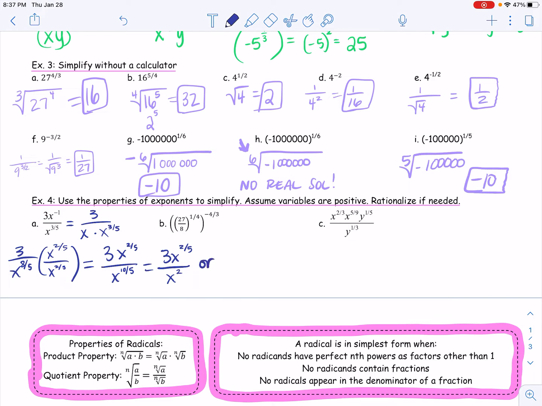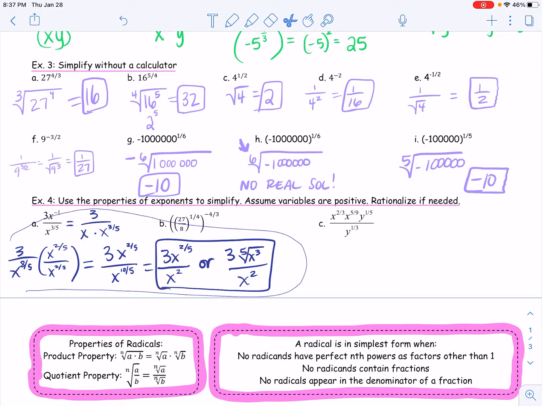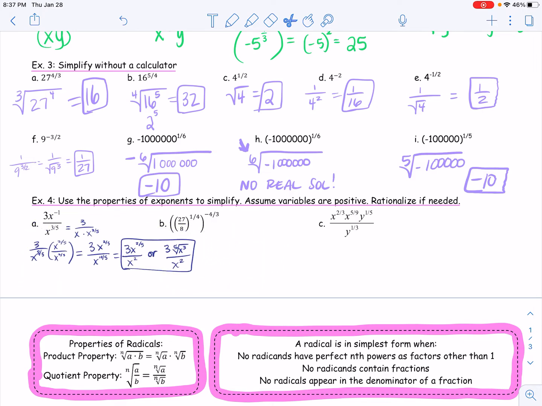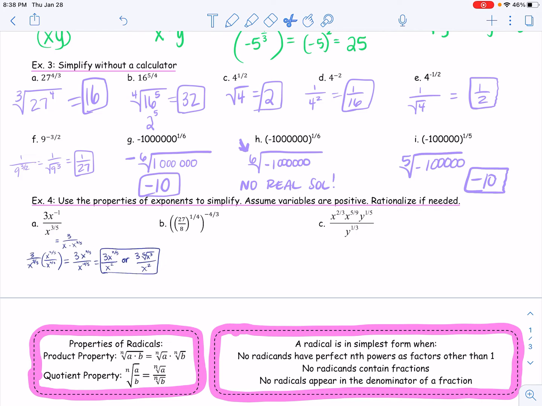Also, if you do want to rewrite this as 3 times the 5th root of x cubed over x squared, that's fine too. I'm not going to be picky about that, whatever you prefer. I'm kind of writing big. I might get in trouble here. Okay. I'll just do that. All right.